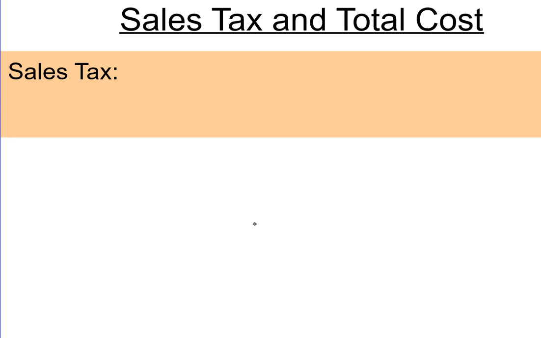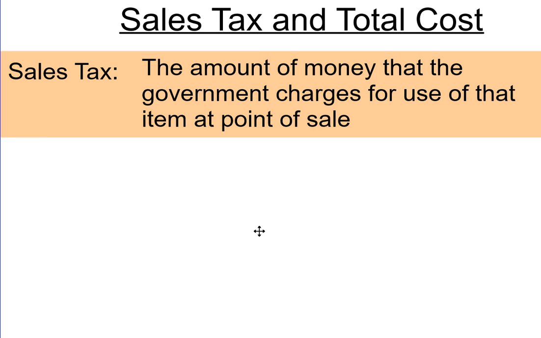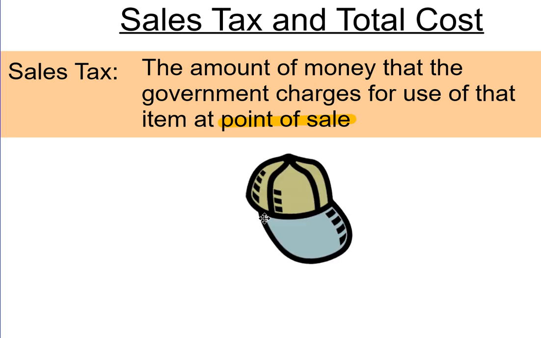So let's get to talking about sales tax. Sales tax is the amount of money that the government charges for use of that item at point of sale. The most important words here are point of sale. Remember before we talked about our hat company and that we wanted to have a markup and all this other stuff. The only time sales tax can get added is whoever buys it last will pay for it. So we're going to look at two different situations where sales tax is involved. I'm going to have my little calculator on the side here, and you might want to have yours as well. So here we go.